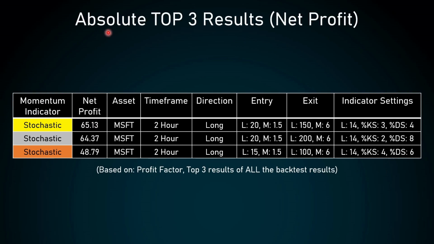Here are the absolute top 3 results based on a net profit. Again, not much has changed. All the best results are on Microsoft 2-hour chart in a long direction, and this time the top 3 best results were produced by the stochastic oscillator. Here you can see their settings if you are a smart trader and want to try it out. But now let's see the most important one, the points-based ranking.